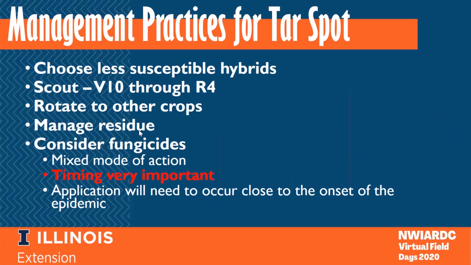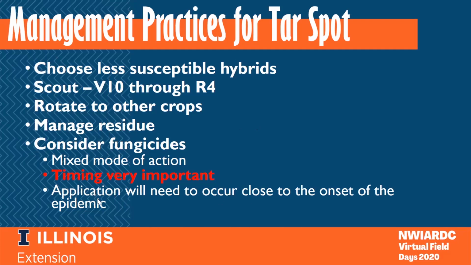Scouting is important. Managing your residue is going to be something to consider. A lot of people, that means rotating to other crops for a year or two to break down that corn residue, although you might still get disease. Consider fungicides, but you don't want to do revenge sprays. If you have a significant amount of disease and you just spray it on there, it's not going to make things better. It might make you feel better.